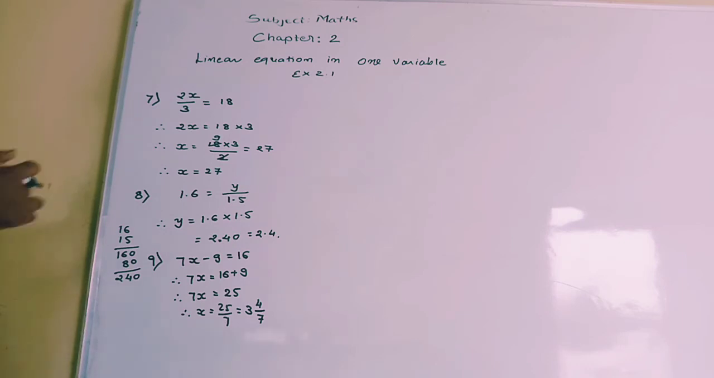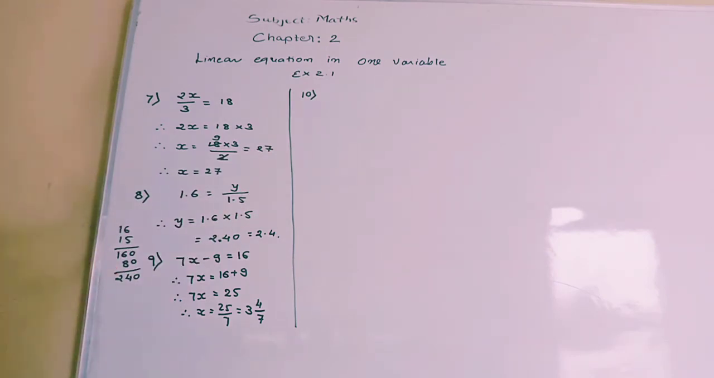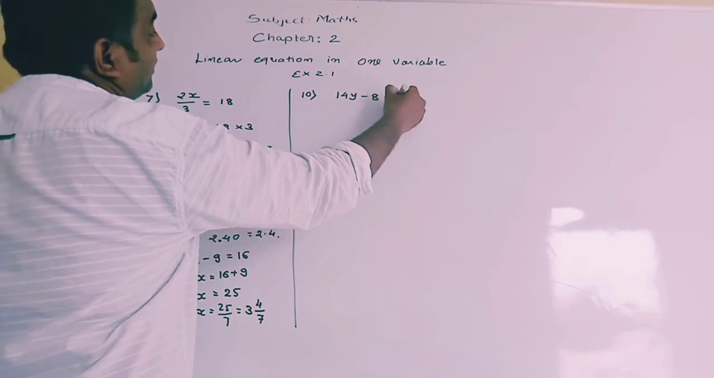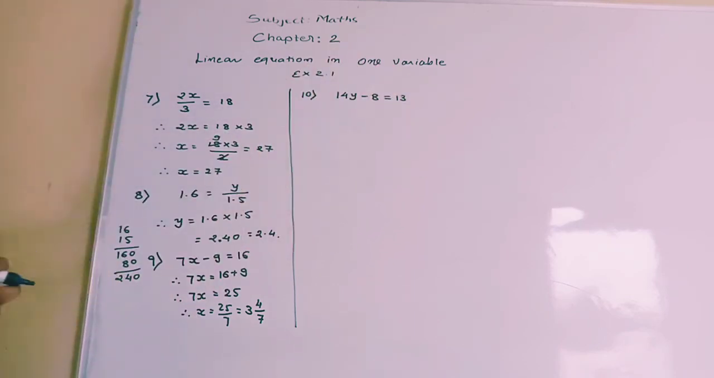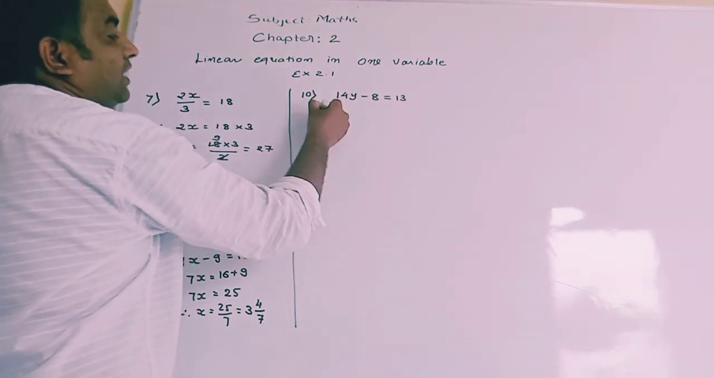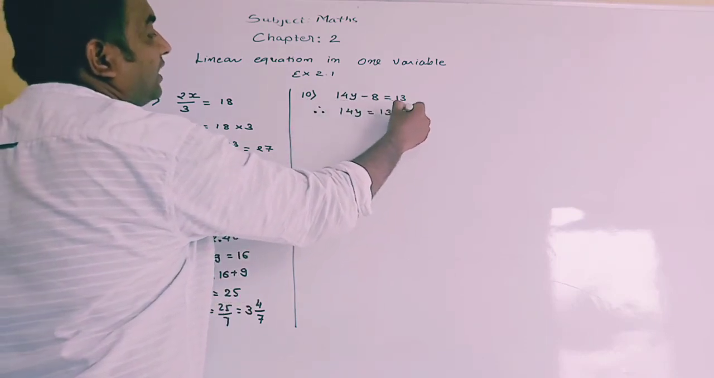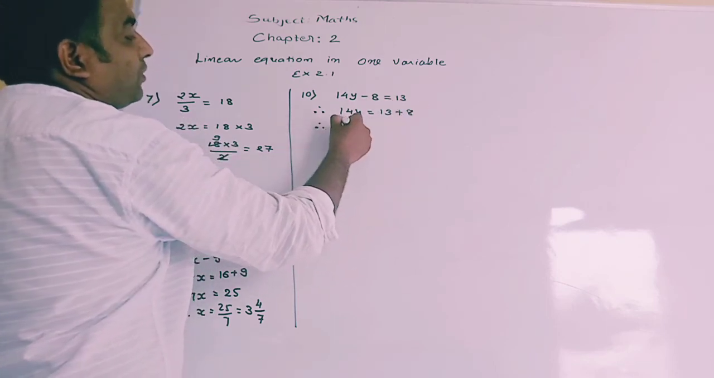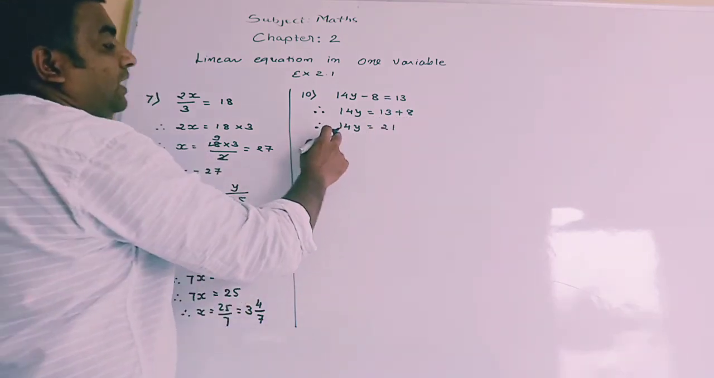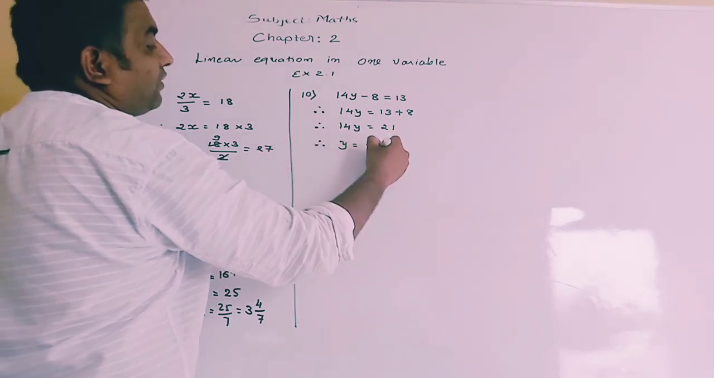Now 10th question we have 14y minus 8 equals 13. So minus 8 from the left hand side to be transferred to the right hand side, it will convert into plus. So 14y equals 13 plus 8, and so it will be 14y equals 21. Now 14 will go from the left hand side to the right hand side, then it will convert into divide. So y equals 21 divided by 14.